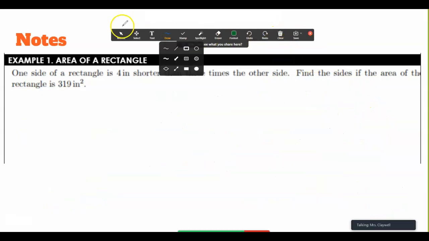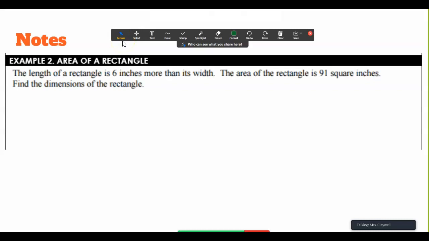Going on to example two, I have another rectangle situation. I want you to pause the video and try to draw and label a diagram relating to this. Okay, so my rectangle, I have length and width. My length is six more than the width, so that's my x plus six. The area is 91. So area equals length times width.